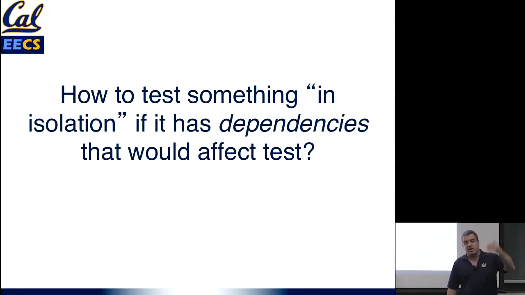For example, if you're testing a function that calls some other function, you don't want the results of your test to somehow depend on whether the function that it's calling is broken or not, right? In some sense, you'd like to be able to make certain assumptions about the helpers, and that's what we're going to talk about today and Thursday.